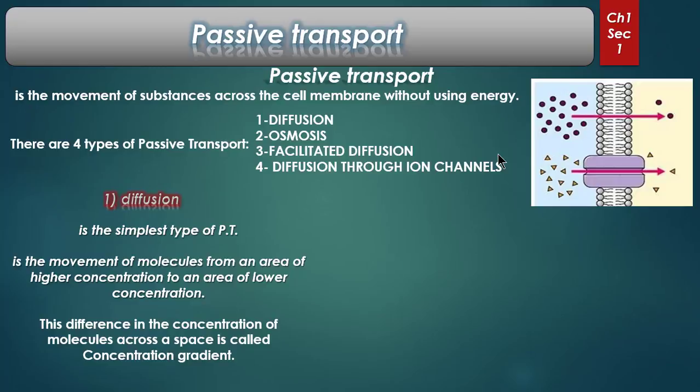It's the movement of molecules from an area of higher concentration to an area of lower concentration. What does this mean? I will teach you this in this figure. What do you think? Which side is the higher concentration? This side is the higher concentration. Why? Because there are more molecules here than here. So for example, 1, 2, 3, 4, 5, 6, 7, 8, 9, 10, 11, 12, 13, 14, 15, 16. 16 molecules are here and 2 molecules are here.